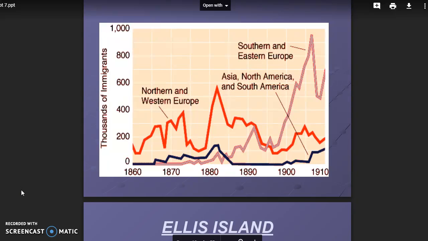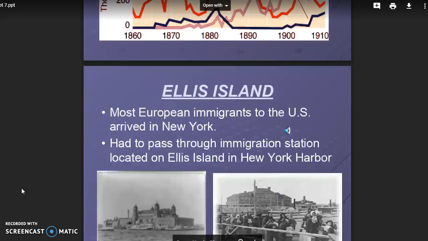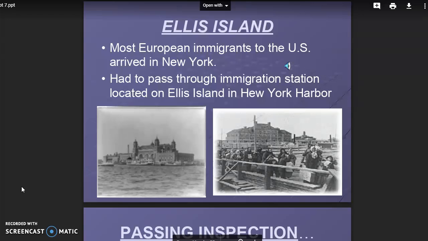Question number 6 on your study guide is asking, describe Ellis Island and Angel Island. This is Ellis Island. Most European immigrants to the U.S. arrived in New York, and they had to pass through an immigration station located on Ellis Island. So you can write down for number 6, it was an immigration station, and it was in New York. Sorry for the typo here, that should be New York Harbor.